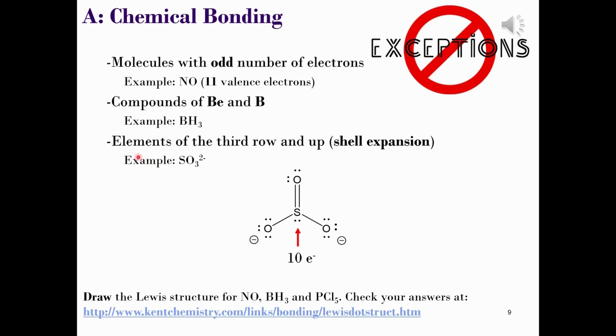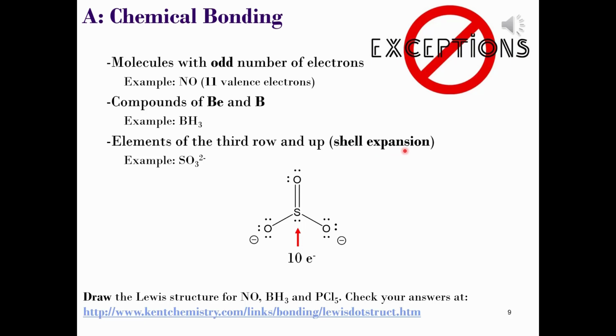Finally, the elements belonging to the 3rd row and up, so the sulfur of the sulfite anion, have what is called an expanded octet. Now the atoms of the second period cannot have more than 8 valence electrons. However, the atoms of the third period and beyond are capable of exceeding the octet rule by having more than 8 electrons around the central atom.